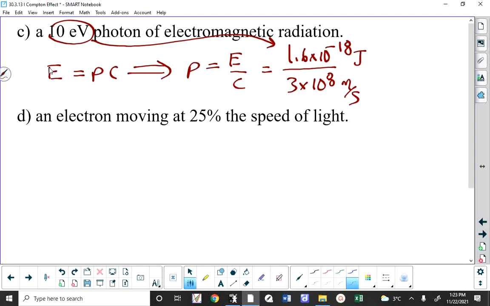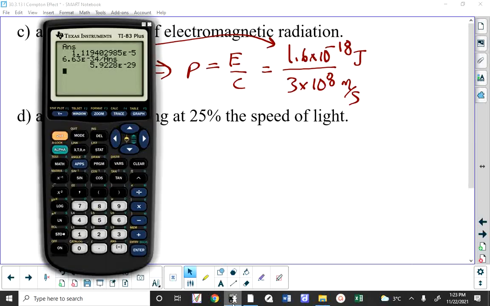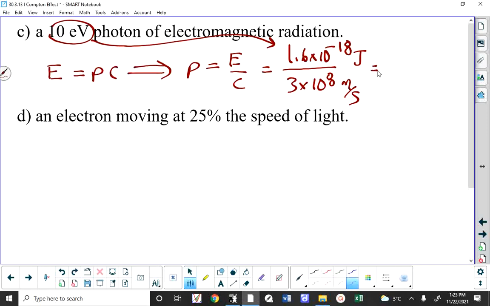Okay, so then we can take the energy in joules, which I found by taking 10 electron volts times 1.6 times 10 to the negative 19 joules per electron volt, and dividing by the speed of light. So I get 5.3 times 10 to the negative 27. I'm going to use kilogram meter per second this time just to change things. It can be any appropriate set of units for momentum.